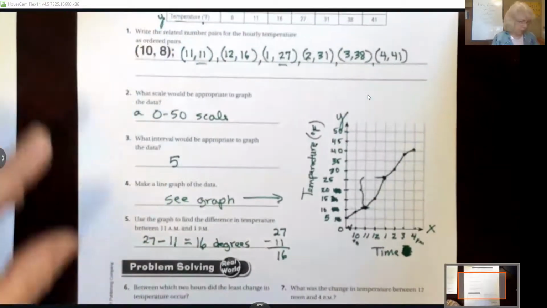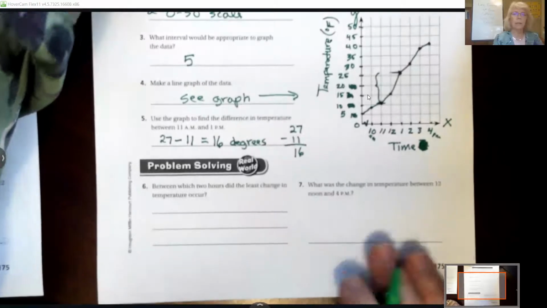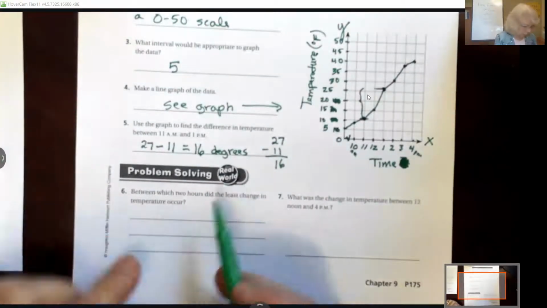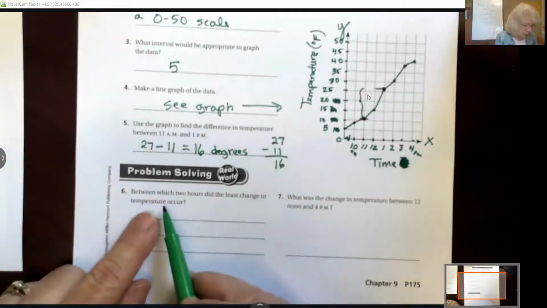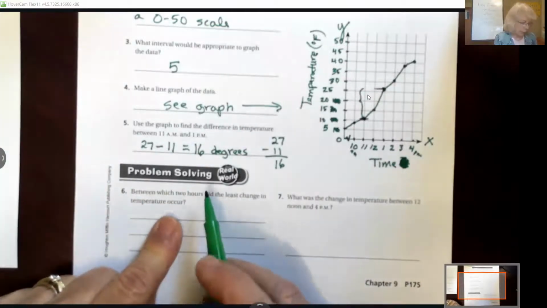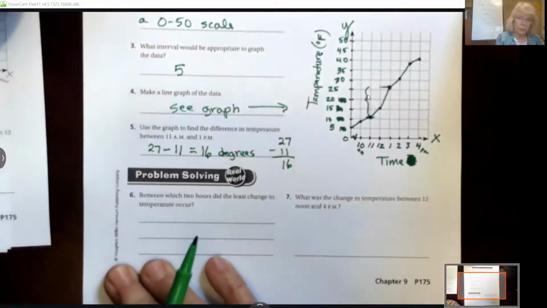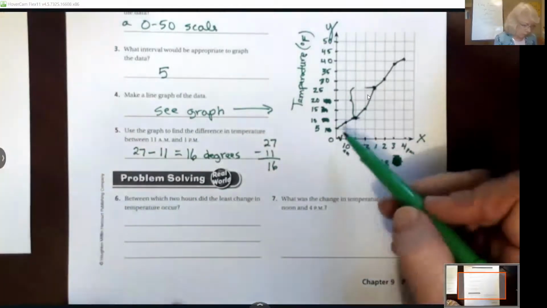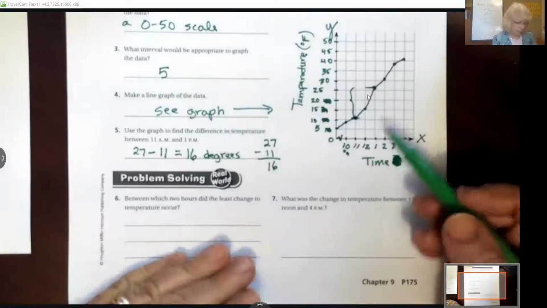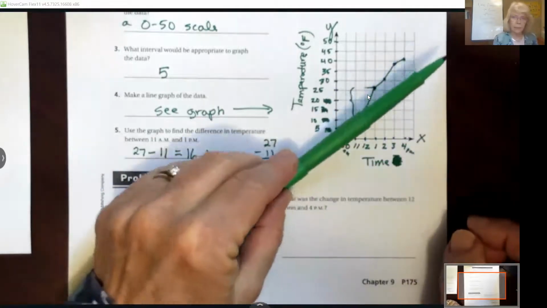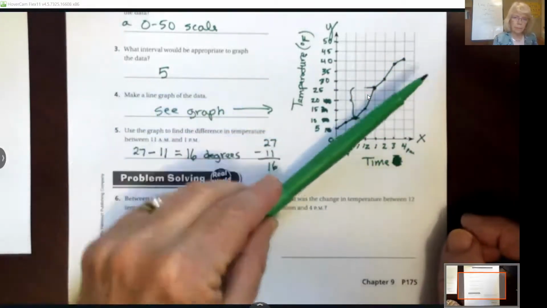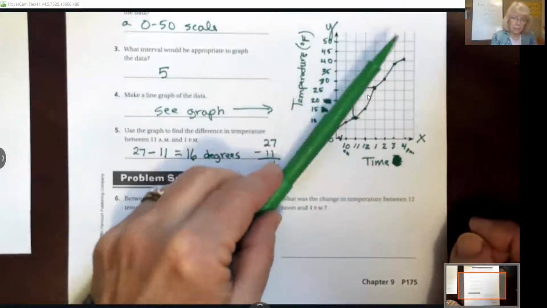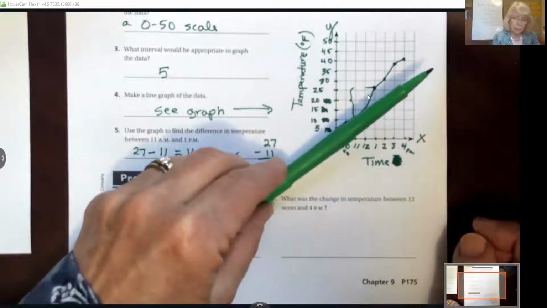Okay, great. Okay, now we're going to go to the last question, and it's going to ask us, between which 2 hours did the least change in temperature occur? So the way you find the least amount of change on a line graph is to see where this line is the least steep. So if it goes up fast, then it's a lot of change. If it goes up slowly, it's a small amount of change.